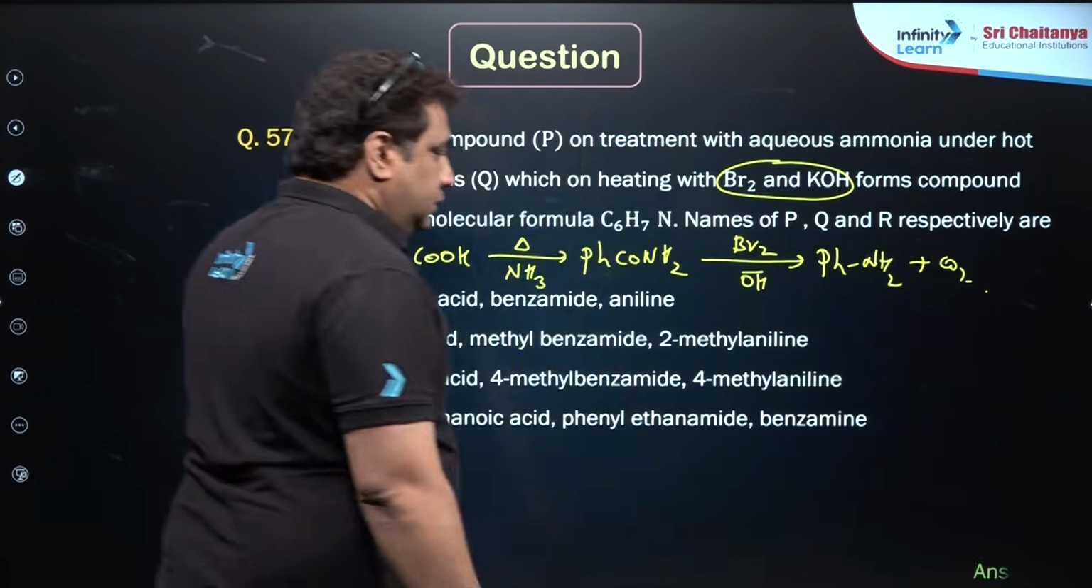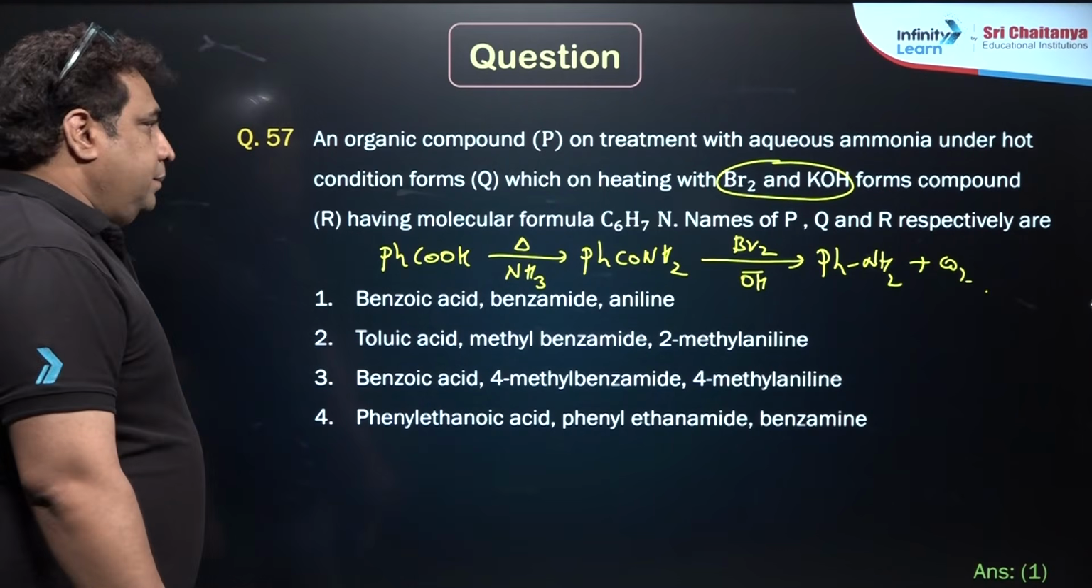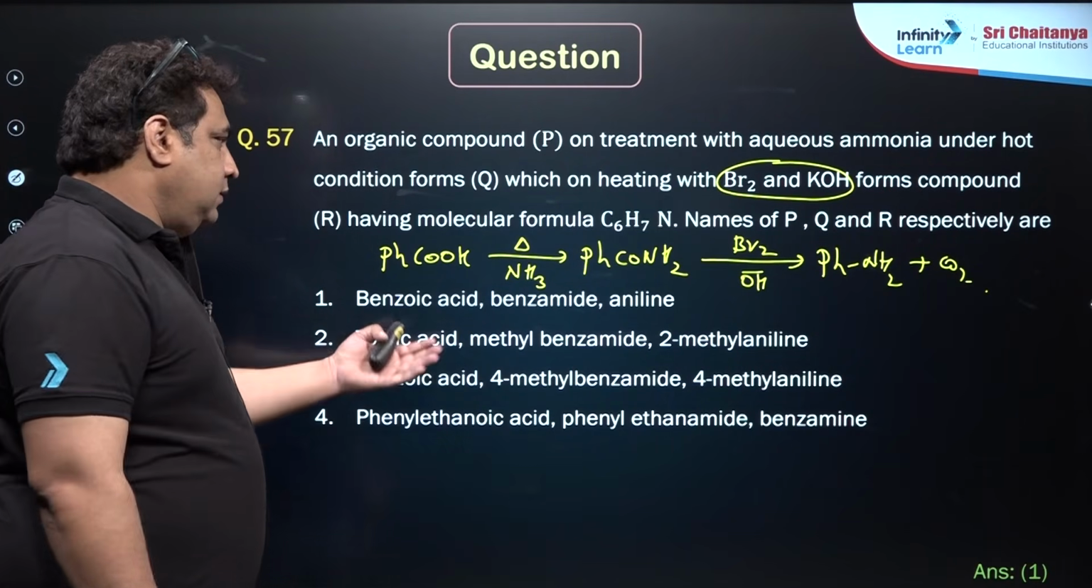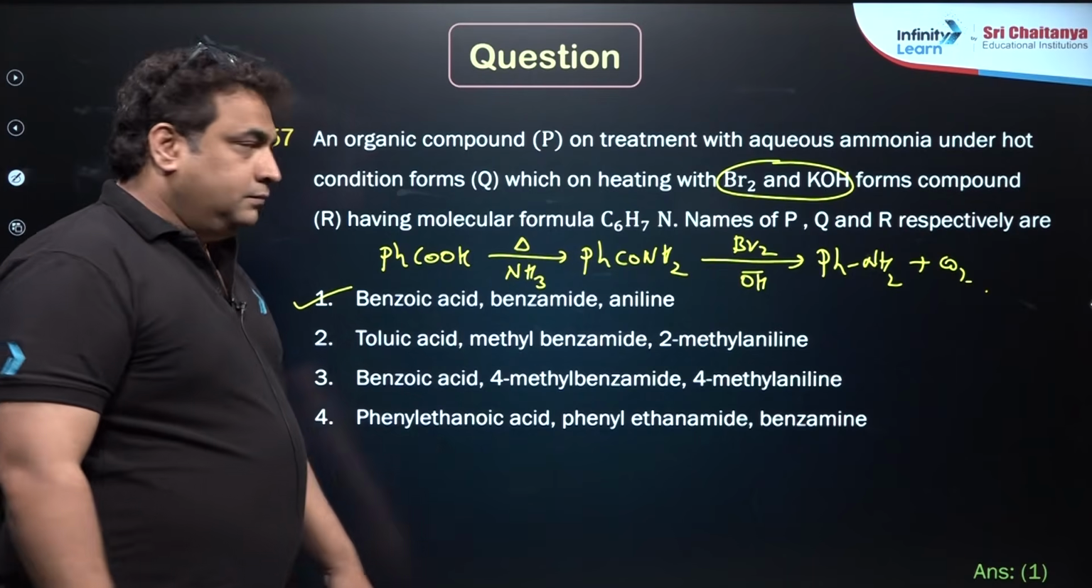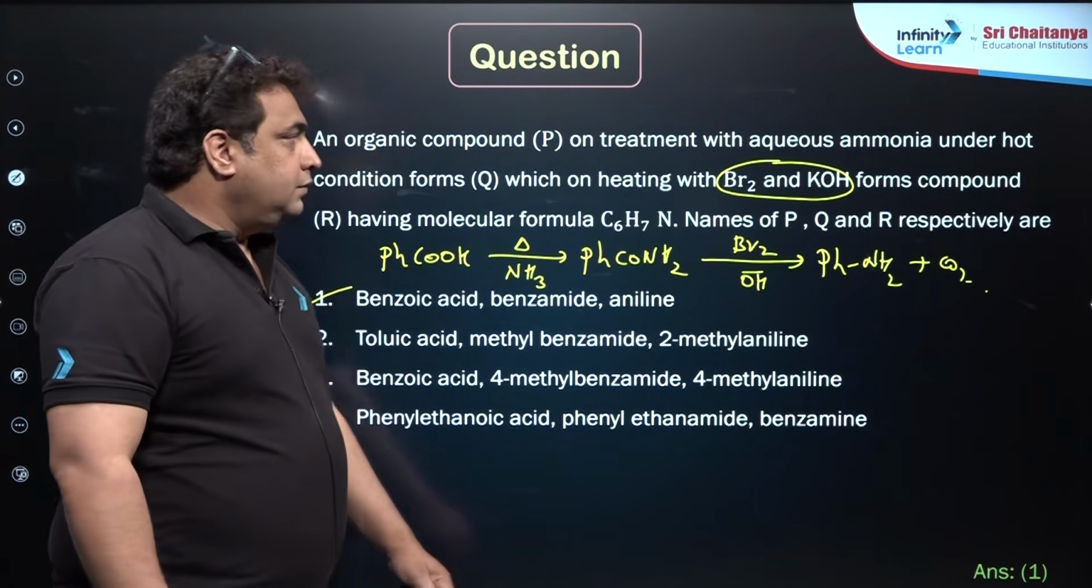So, what is the question? The question is P, Q, R. So, obviously, it should be answer 1, straightforward from the equations.